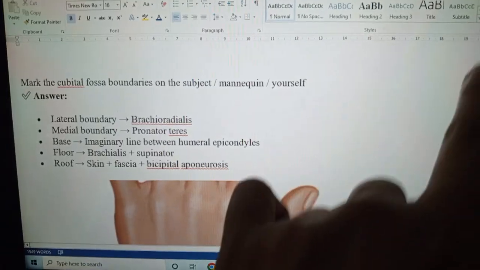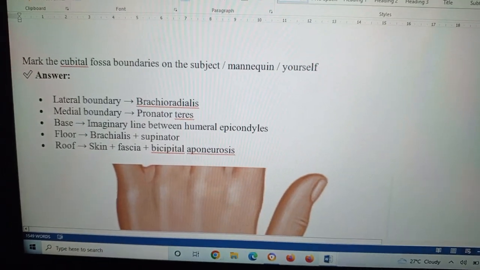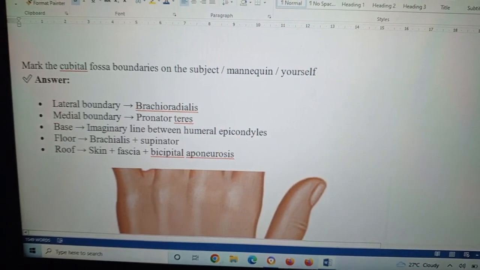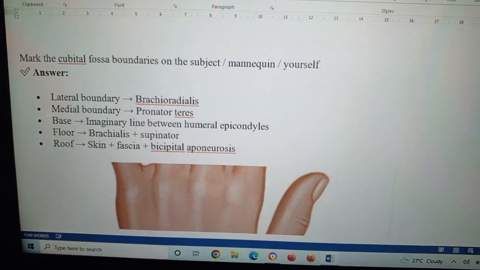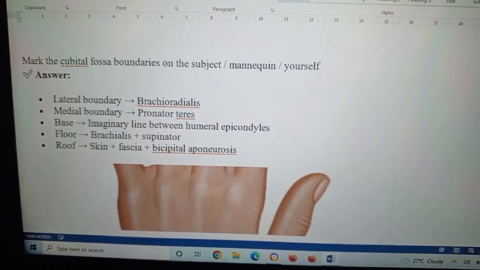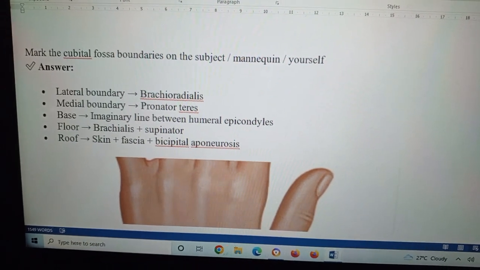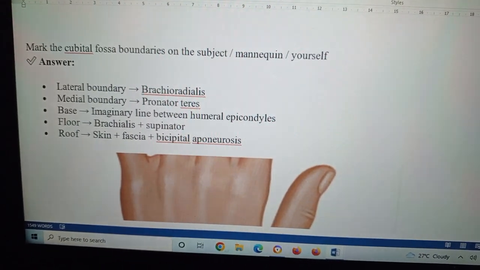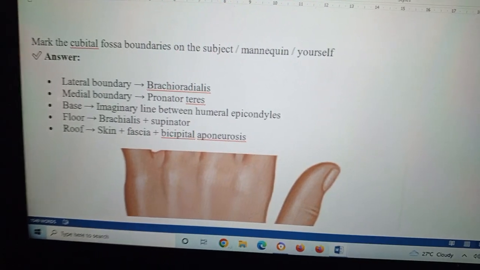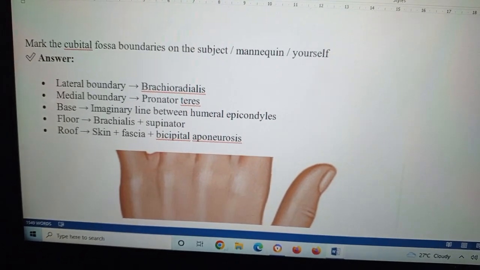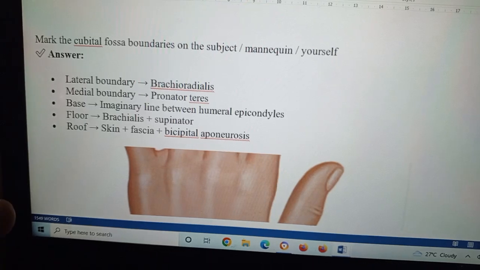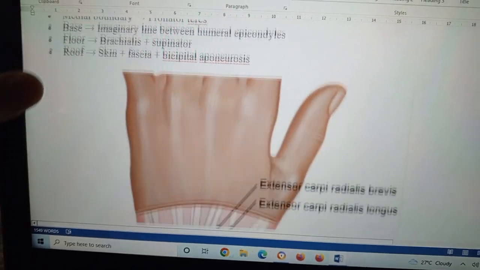Let's talk about the boundaries. Mark the cubital fossa boundaries on the subject, mannequin, or yourself. Lateral boundary, which I have already told you, is brachioradialis. Medial boundary is pronator teres. Base is formed by an imaginary line between the humeral epicondyles, floor is formed by the brachialis plus supinator, and roof is formed by the skin plus fascia plus bicipital aponeurosis.